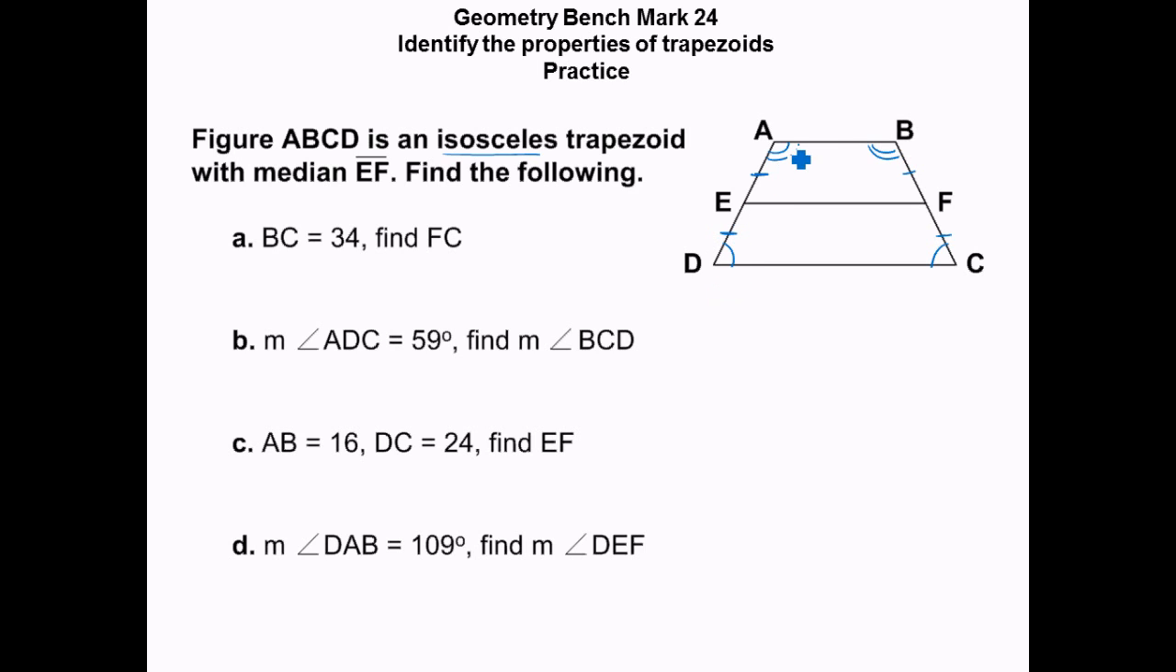Okay, so if BC, that's this whole length here, is 34, FC will be 1/2 of that, so 17. We'll just divide by 2. Okay. ADC, that's this angle here, is 59. BCD is going to also be 59 because it's an isosceles.